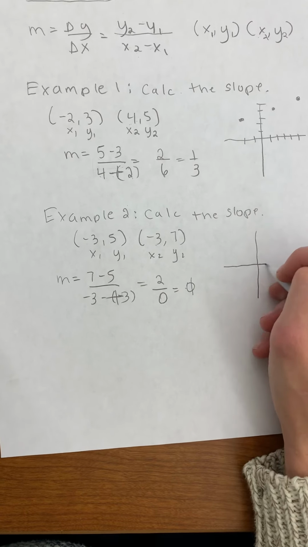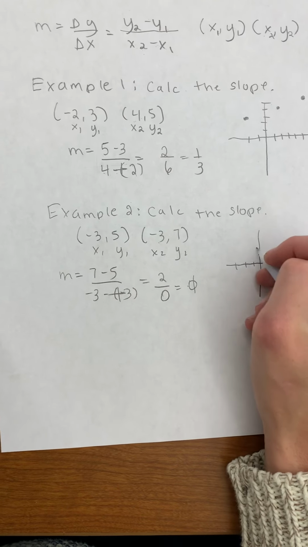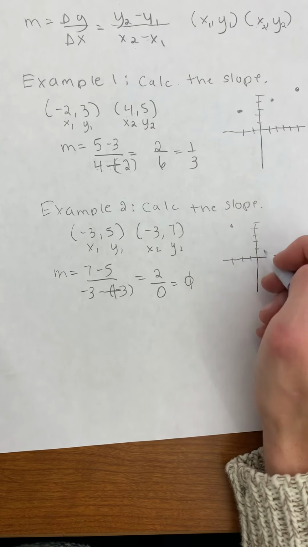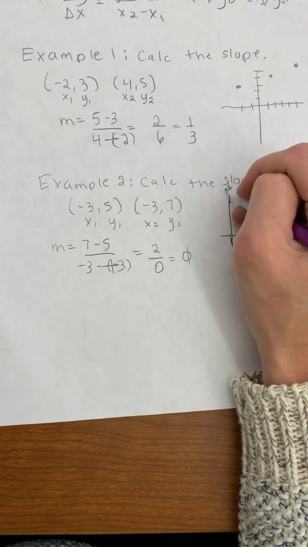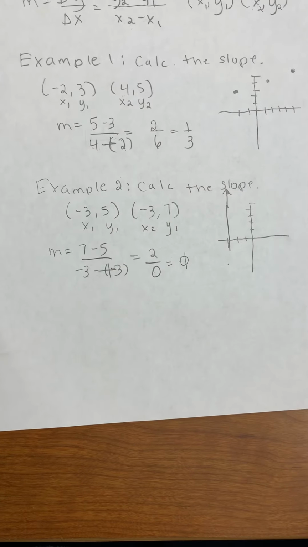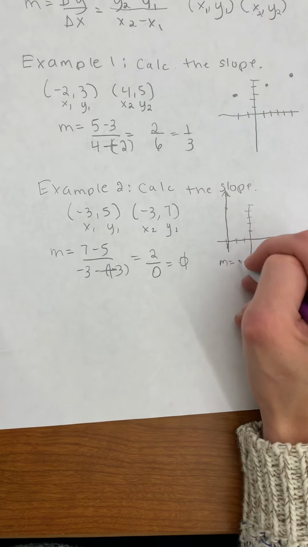Take a look. If I were to plot these points, left 3, up 1, 2, 3, 4, 5, left 3, up 7, notice how the points are on top of one another and they create a vertical line with an undefined slope. How crazy is that?